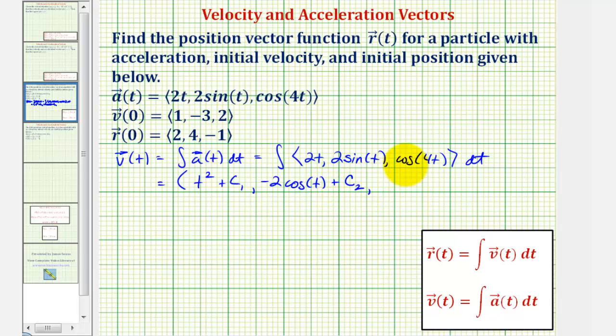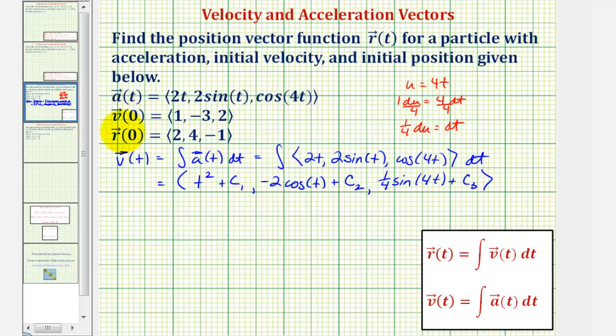And the z component would be the antiderivative of cosine 4t, which does require u substitution. U equals 4t, differential u equals 4 dt. So if we divide both sides by 4, notice how 1/4 du equals dt, which means we'll have an extra factor of 1/4 when integrating. So the antiderivative of cosine 4t is going to be 1/4 sine 4t plus, let's call it c sub 3.